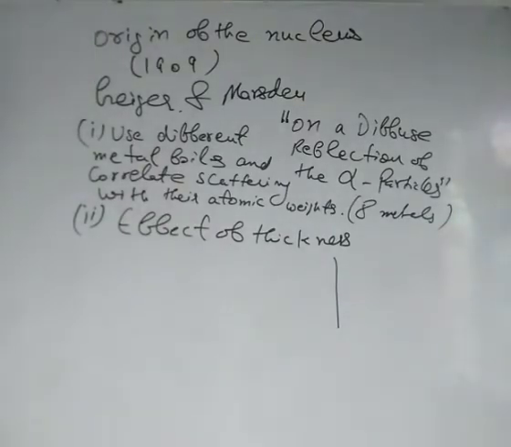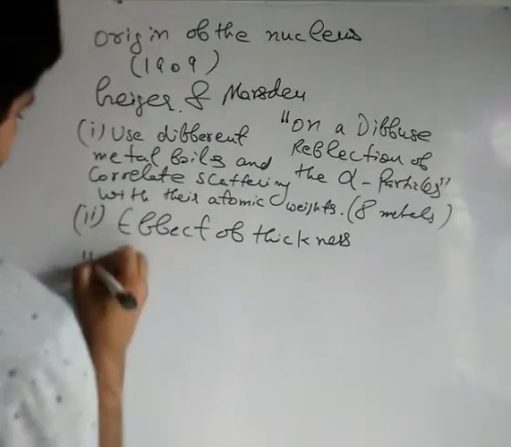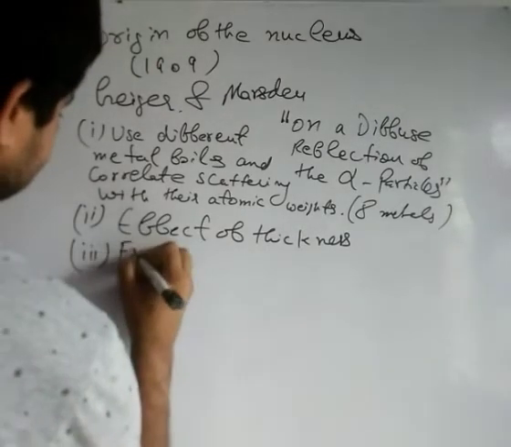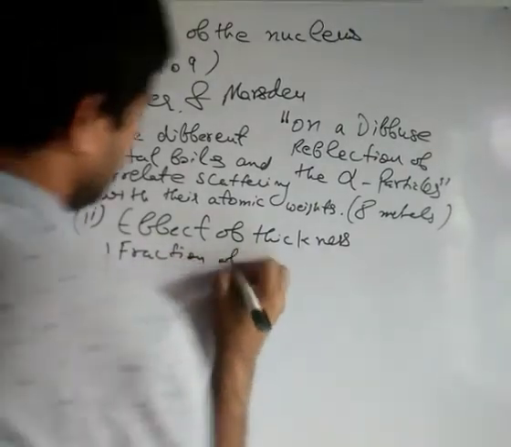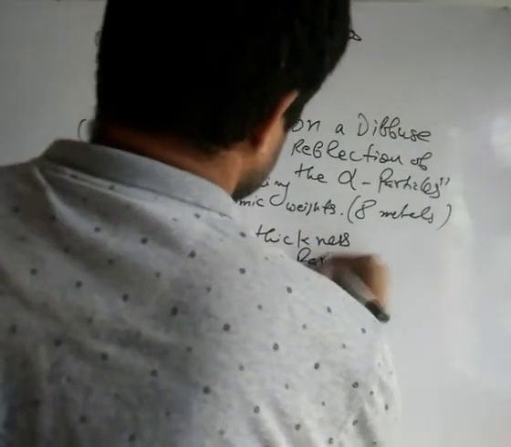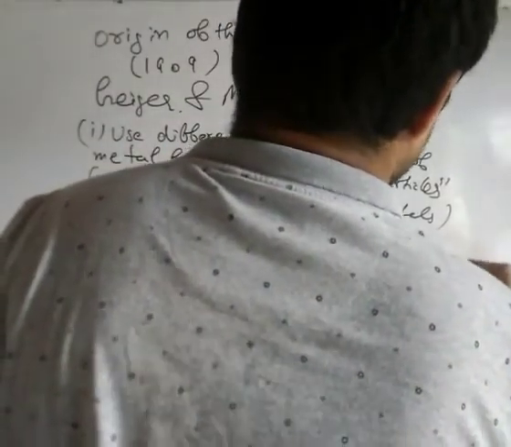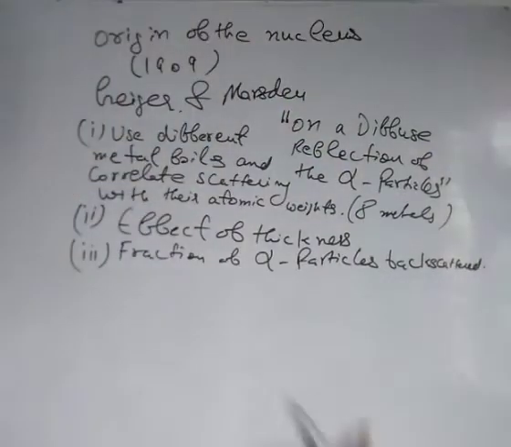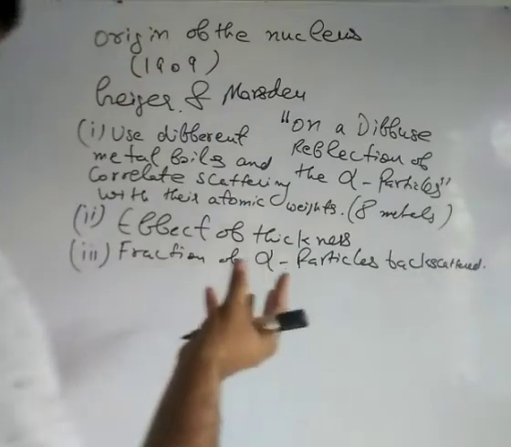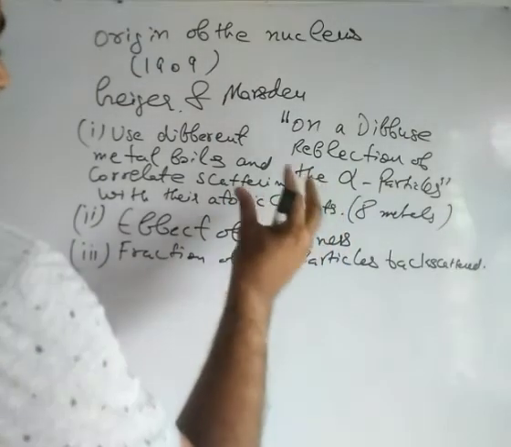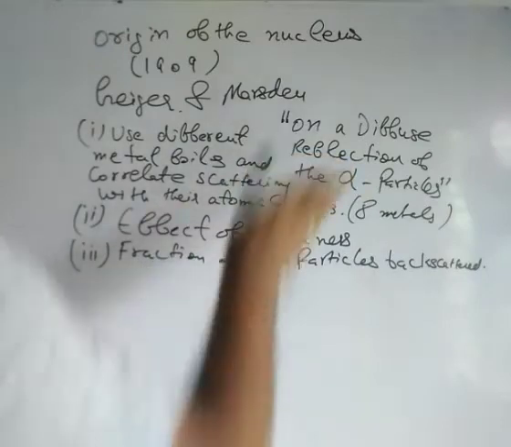Okay, now what is the third thing that they did? The third thing they did was the fraction of alpha particles backscattered. As I have already told you, backscattering means when the scattering angle is more than 90 degrees. Okay, so because they are getting that the alpha particles are backscattered, as I have shown in your first diagram.